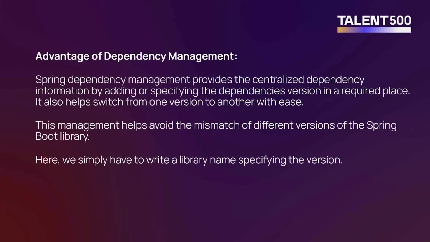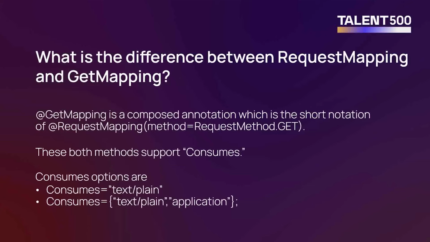Moving to our next question, which is, what is the difference between request mapping and get mapping? Get mapping is a composed annotation, which is the short notation of request mapping. A request method can be of various types: get, post, put, patch, delete. So get mapping is a part of it. It's a short notation of request mapping where the method is get. Both of these support consumes. Consume options are text plain or application.